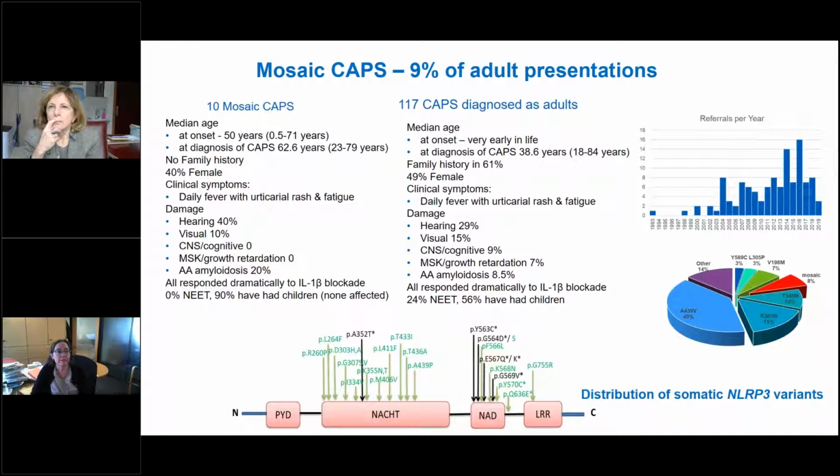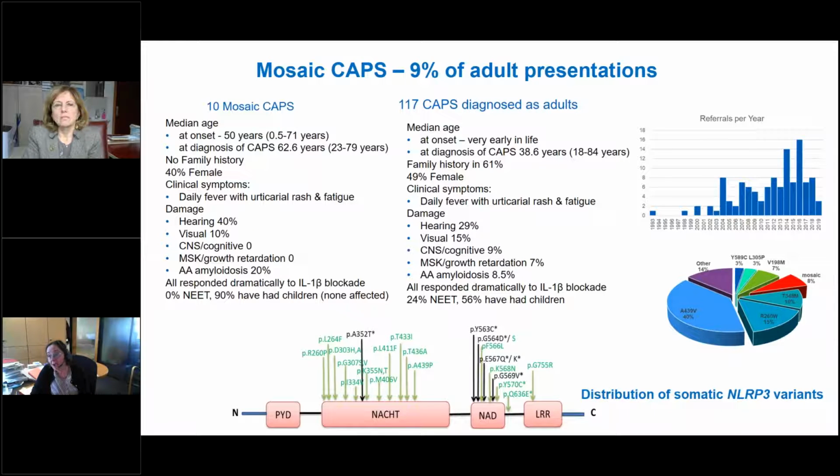In adults, there is a recognized phenomenon of mosaic CAPS. So of the adults who we see presenting to our center, 9% of the patients who present to us as adults genuinely have a late onset presentation of CAPS. They did not have disease in childhood. And in these patients, they have somatic mosaicism accounting for their disease.